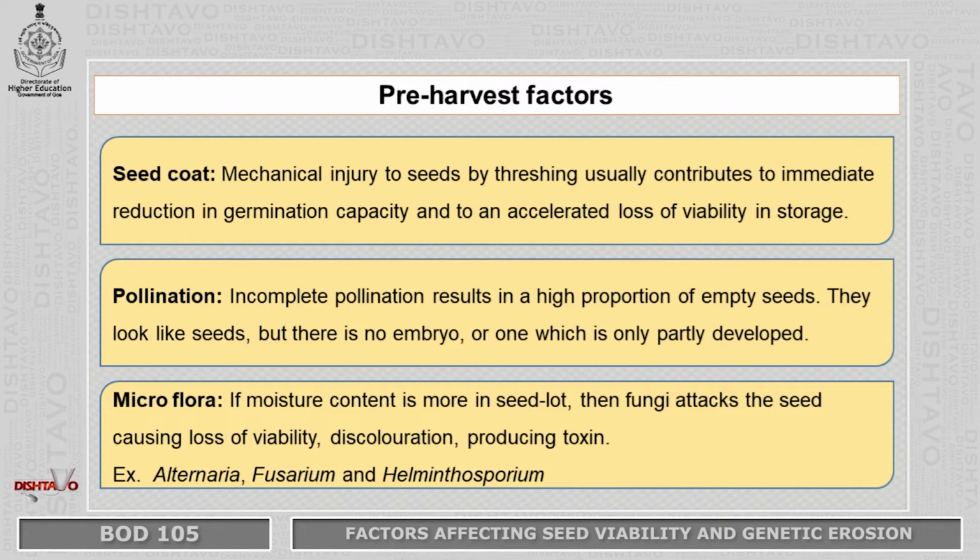Next, microflora. If the moisture content is more in the seed lot, then there is possibility of fungi attack, which can result in loss of seed viability, discoloration, or it can also produce toxins. Some of the fungi attacking the seed lot include Alternaria, Fusarium, Helminthosporium.